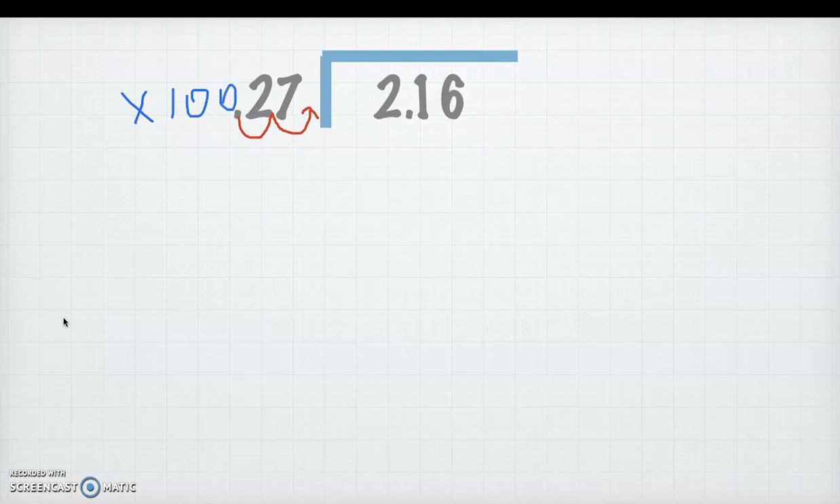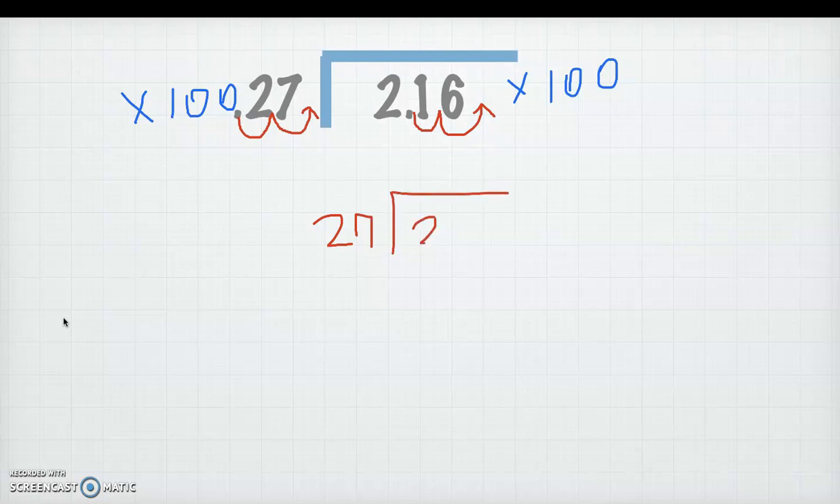And I am going to do the same exact thing to my dividend. I'm going to multiply times 100. And whenever I multiply times 100, all I have to do is move my decimal point depending on how many zeros I have. How many zeros do I have in that 100? 2 times. So all I have to do is move my decimal point 2 times. So I'm going to rewrite that decimal. It's 27 divided by 216. Let's go ahead and find the answer.